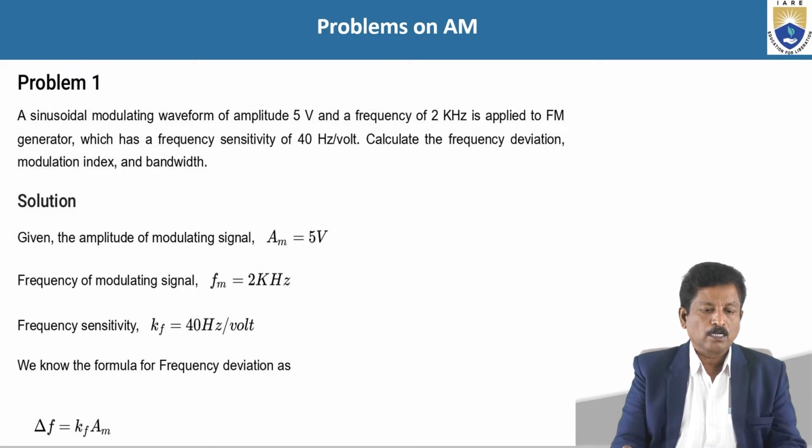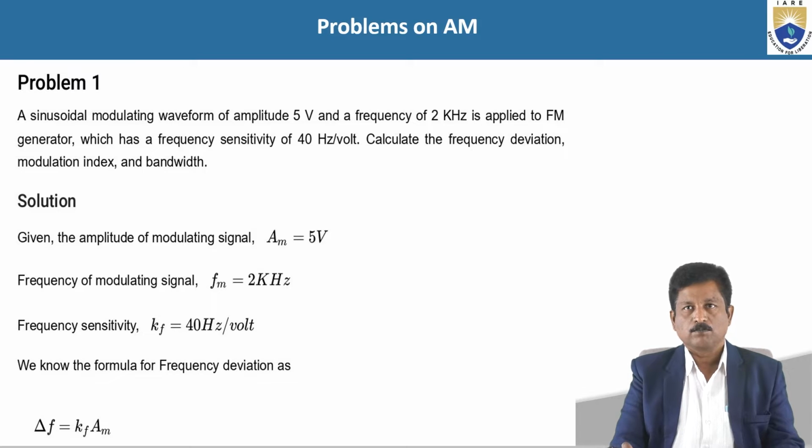A sinusoidal modulating waveform of amplitude 5 volts and a frequency of 2 kilohertz is applied to an FM generator which has a frequency sensitivity of 40 hertz per volt. So frequency sensitivity is always measured in terms of hertz per volt. Here we are taking the frequency sensitivity as 40 hertz per volt, and calculating the frequency deviation, modulation index, and bandwidth requirement for this modulation.